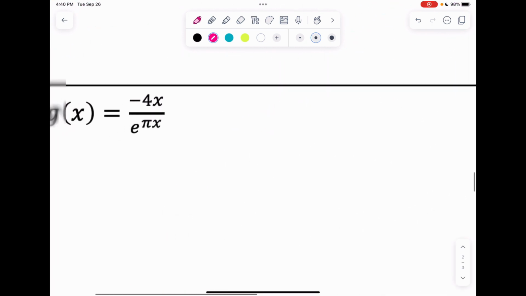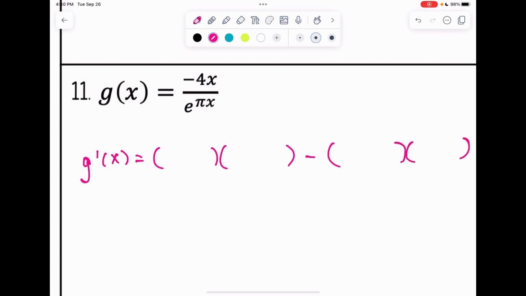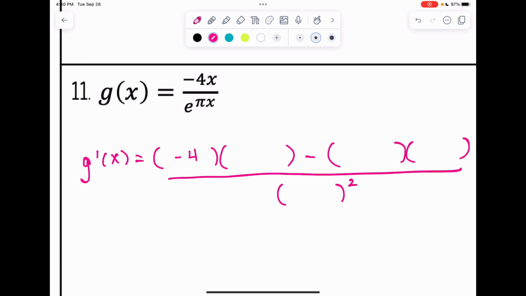All right, 2 more to take a look at here. Number 11, here's an example where we're going to combine the quotient rule with chain rule. So for quotient rule, I set it up somewhat similar to the product rule one from before. I do have those parentheses, but I have a minus sign between them now. And on my denominator, I have a parentheses squared. In my first parentheses is the derivative of the numerator, that's negative 4, times the original denominator, minus the original numerator times the derivative of the denominator.